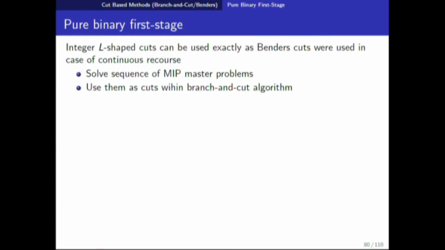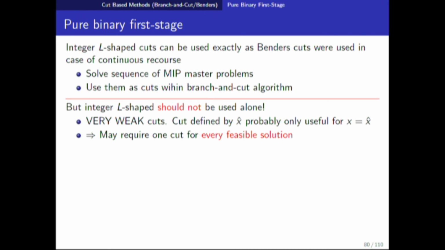We could do either of the two algorithms. We could solve the sequence of MIP master problems and add these cuts between master problems, or we can add them as part of a single branch and bound algorithm. But they should not be used alone.